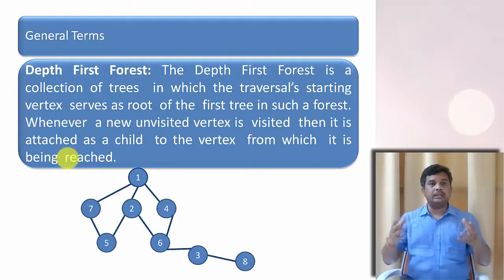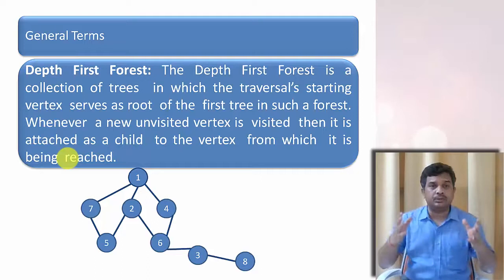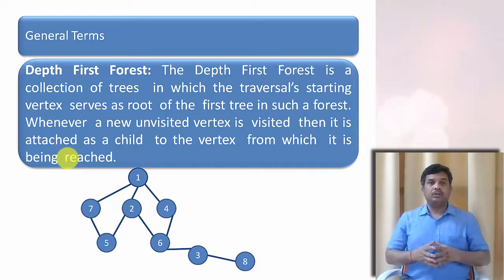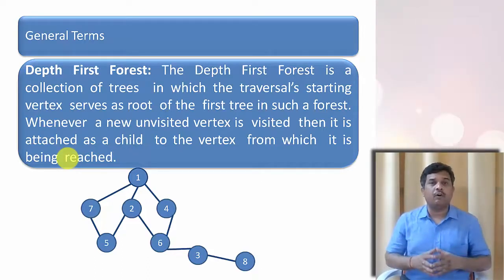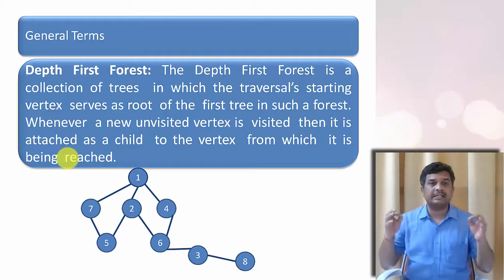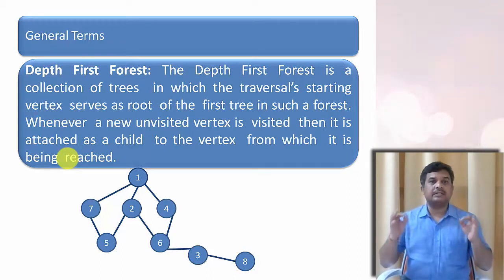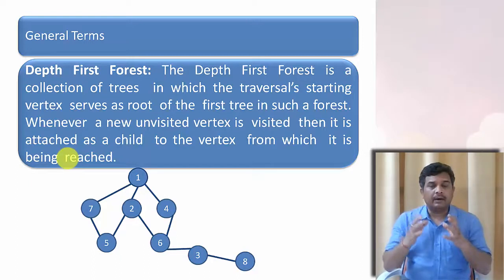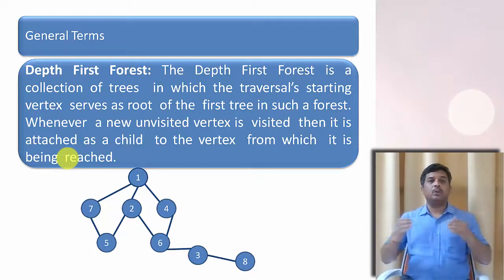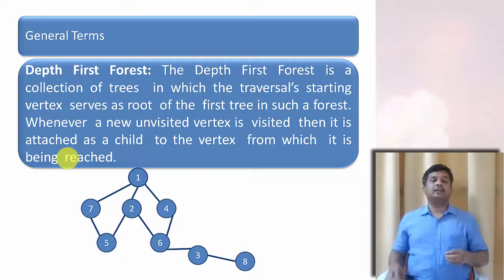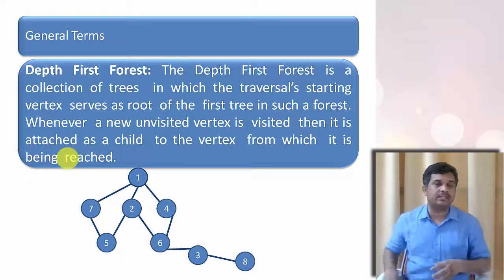Let us learn about the general terms that you are going to use for depth-first search. The first one is depth-first forest. The depth-first forest is a collection of trees in which the traversal's starting vertex serves as a root, and as and when we cover an unvisited vertex, we add each vertex to the root. This is what a depth-first forest is.